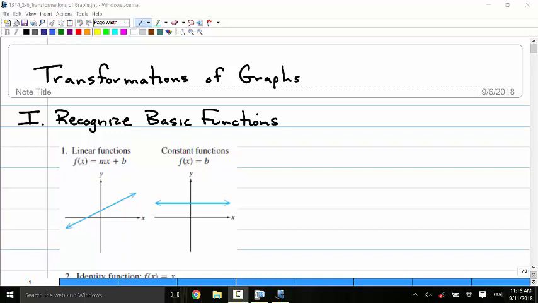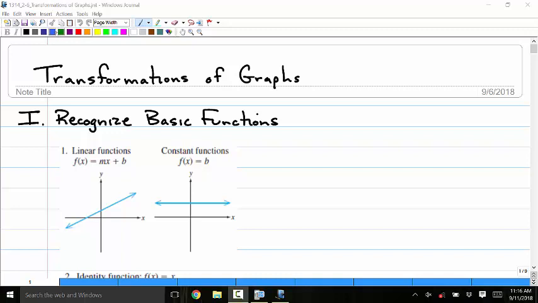If you see a function of the form y equals mx plus b, you should know that that's a line. If you see a function y equals a number, you should know that it's a line, and in particular it's a horizontal line. Yes? Okay, we've talked about those two in the last few sections. That should be nothing new.